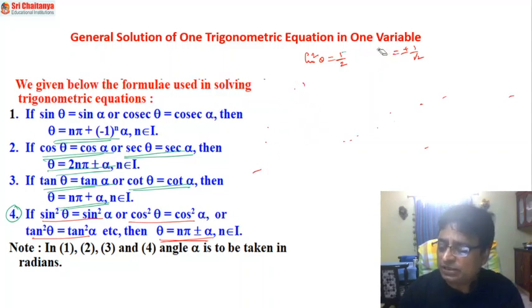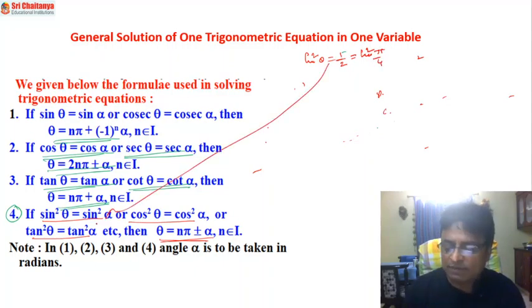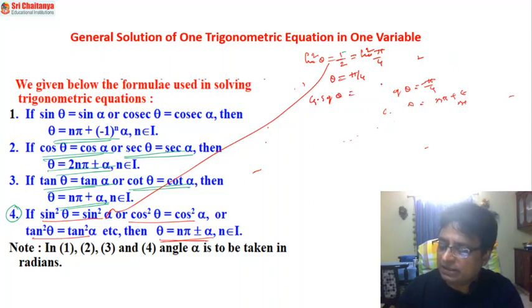To avoid that complexity, another beautiful methodology is sin square theta is equal to 1 by 2. Can I write this as sin square pi by 4? It is, of course, this format only. So here my PV of theta is equal to pi by 4. So what is my GS of theta? That can be nothing but n pi plus or minus pi by 4, where n is an integer.